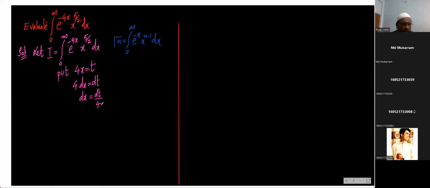Now what happened to the limits we can see. See, 4x is equal to t. Lower limit: if you put x is equal to 0, t is equal to 0. Same thing, if you put x is equal to infinity, t is equal to infinity. It means that we have to mention here no change in limit.